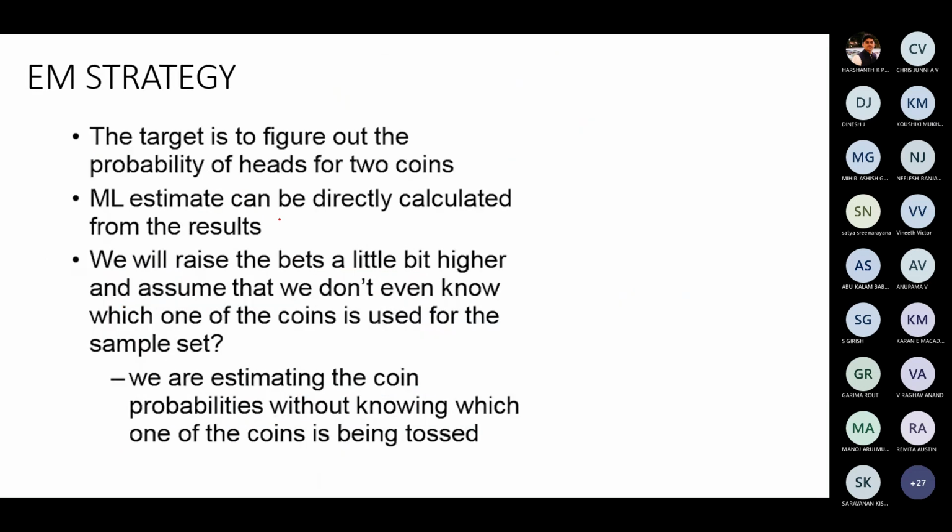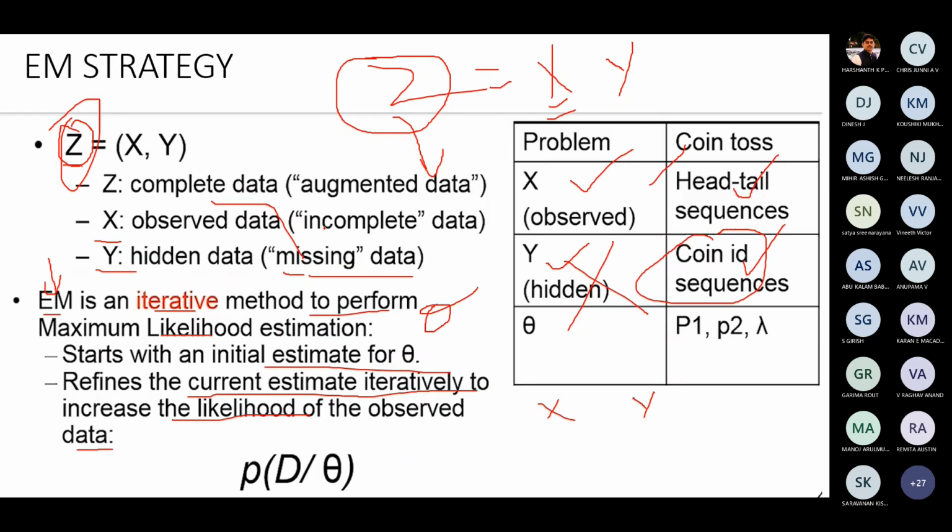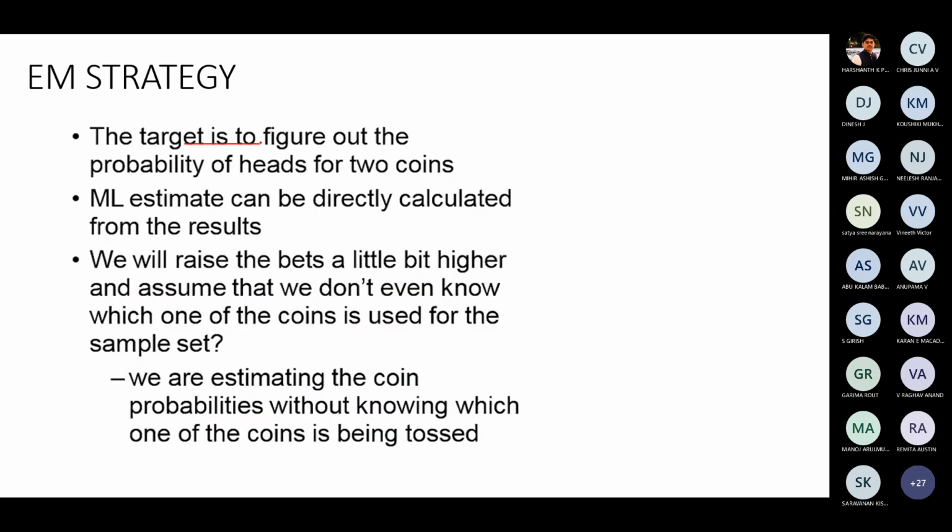In the first case, as I told you, Raj knows which coin, A or B, Rajiv is going to toss, and based on that he produces a head or a tail. In the second case, Raj doesn't know which coin Samuel is going to toss, so we are not going to give the coin ID sequences. In that case, the target is to figure out the probability of heads of the two coins. Maximum likelihood estimates can be directly calculated from the result. Then we will talk about the case where the ID sequence itself is not known.